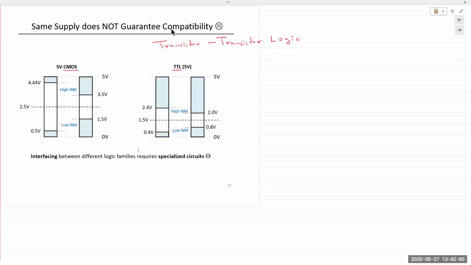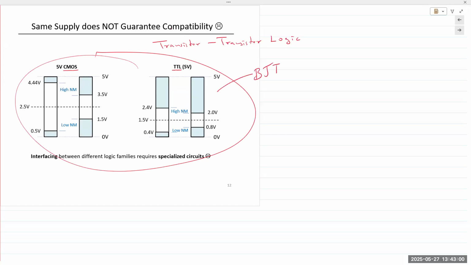But if you are implementing digital circuits using BJTs and we wish to interface it with a CMOS device or a CMOS chip, then we have to account for the differences in the noise margins. Logic 0 and logic high levels for BJTs and MOSFETs are different. So this on the right is typical for a BJT implemented TTL logic. Okay.